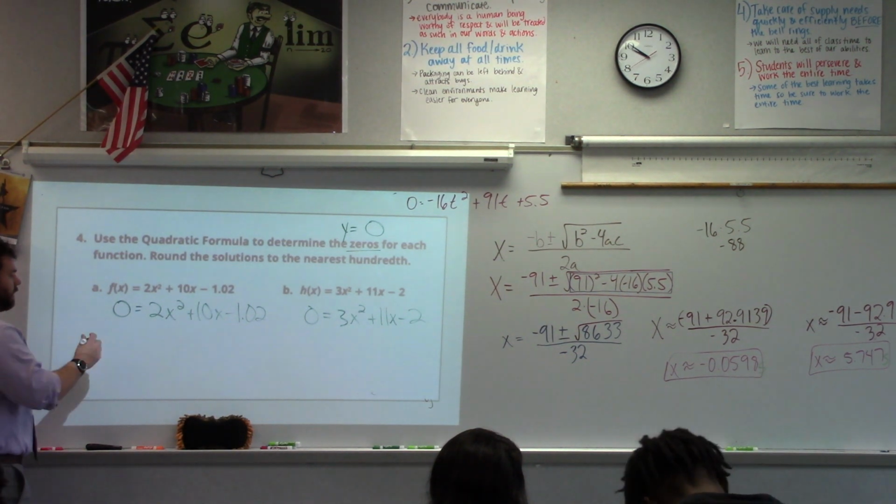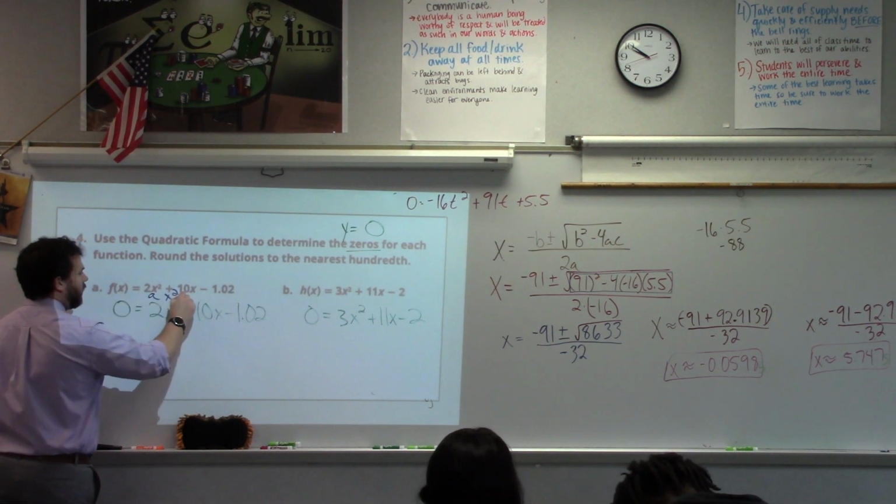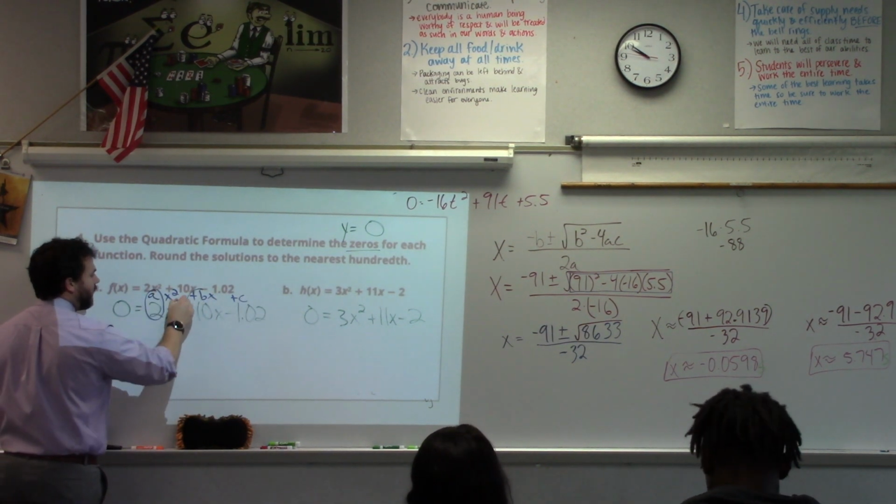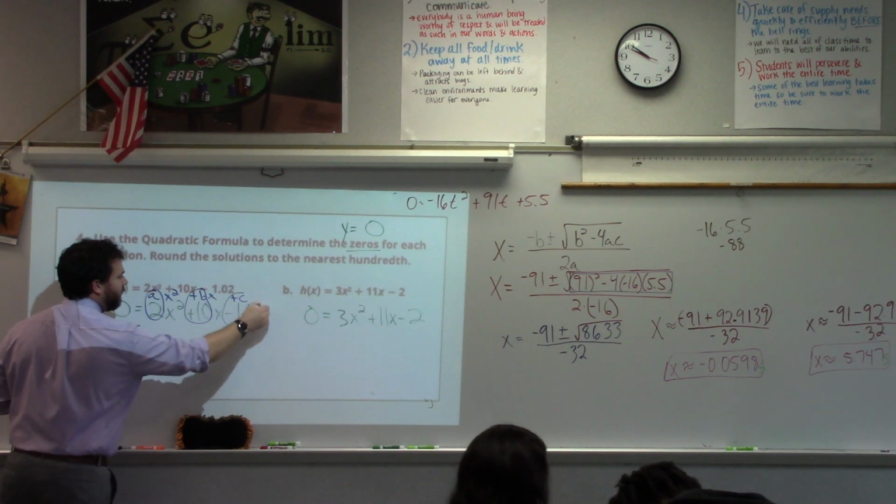Secondly, I need y'all to pay attention. It is ax squared plus bx plus c. Don't forget, the a and the b and the c do not have variables with them.